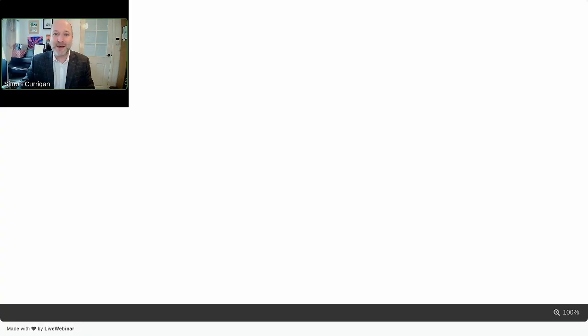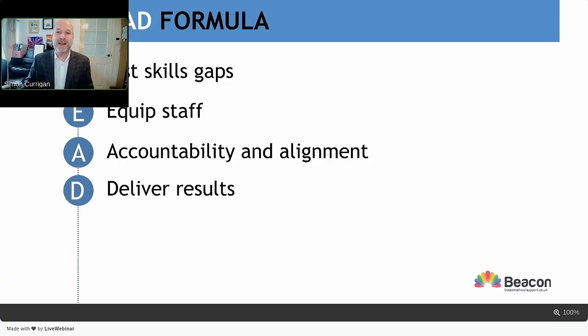So what is the LEAD framework? I've got a PowerPoint here with a single slide on it. The LEAD formula, or the LEAD framework as we call it, is the process to follow to make sure that everything you do with Behaviour 360 is impactful.